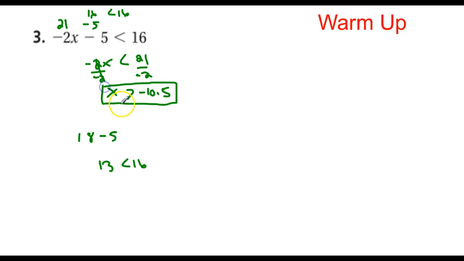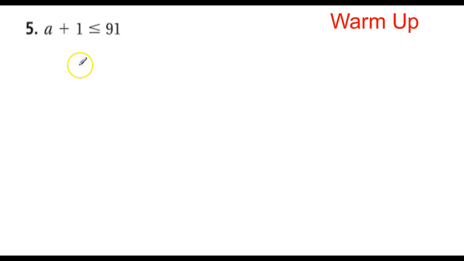So any number that's bigger than negative 10.5. Notice the checking here helps me if I accidentally don't flip this sign, like I almost did there. If I hadn't flipped that sign, it would have been x is less than negative 10.5. So you pick a number less than negative 10.5, like negative 12. Checking my work, I'd get a positive 24 minus 5, which gives me positive 19, which is not less than 16. So you have to flip the sign, and if you check, that will keep you from making the silly mistake of not flipping that sign.